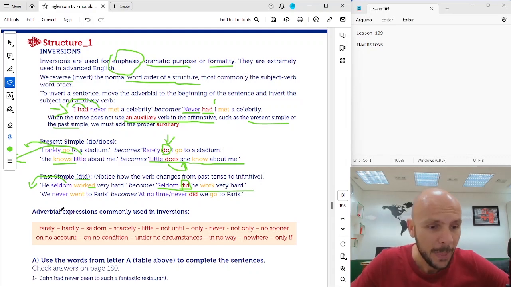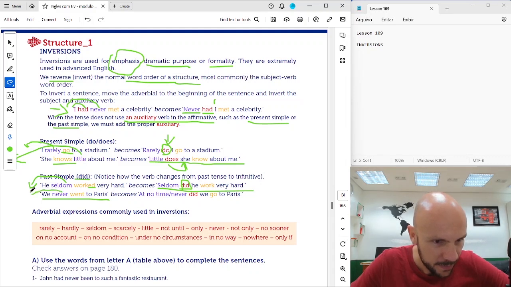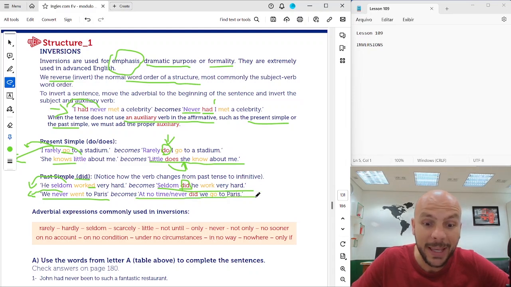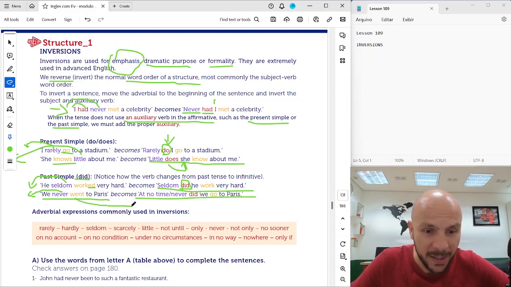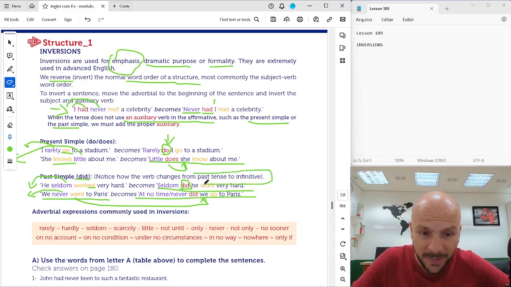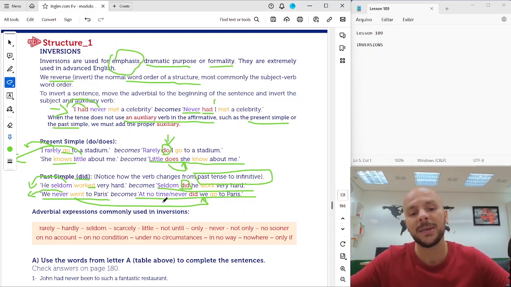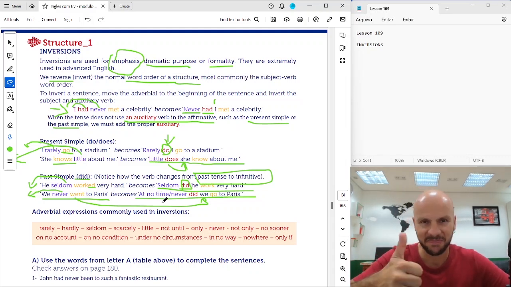Okay? We never went to Paris. Never at the beginning. At no time or never did we go to Paris. Okay? Did, because the auxiliary for past is did. Went becomes go, because I'm using the auxiliary here. So the verb goes back from past to infinitive. Okay? And the adverb at the beginning. Never did we go to Paris, or at no time did we go to Paris. Okay?